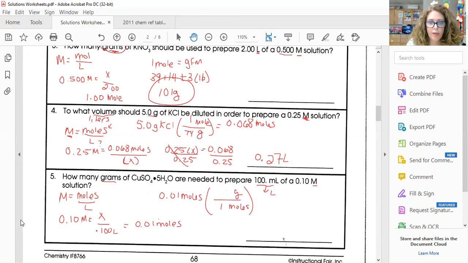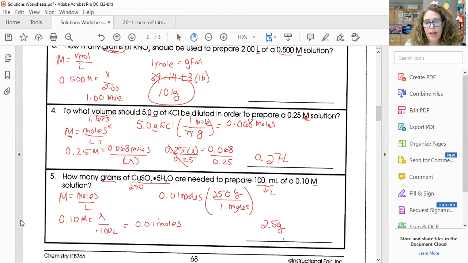And then 1 mole is equal to the gram formula mass. I know this one off the top of my head. This mass is going to be 250. And so now I'm just going to multiply that 0.01 times 250, and that's going to be equal to 2.5 grams, right? Because moles divided by moles cancel.